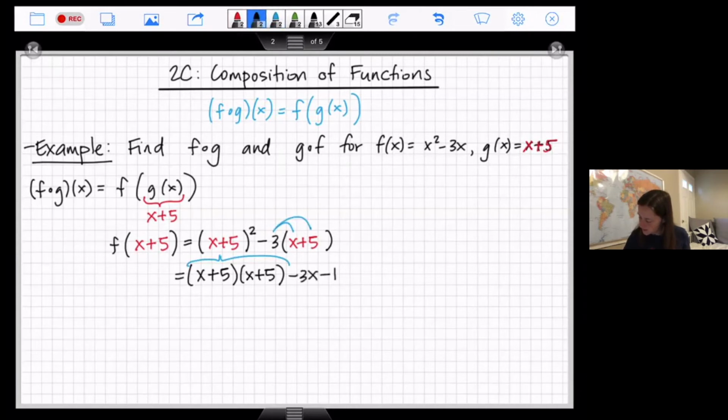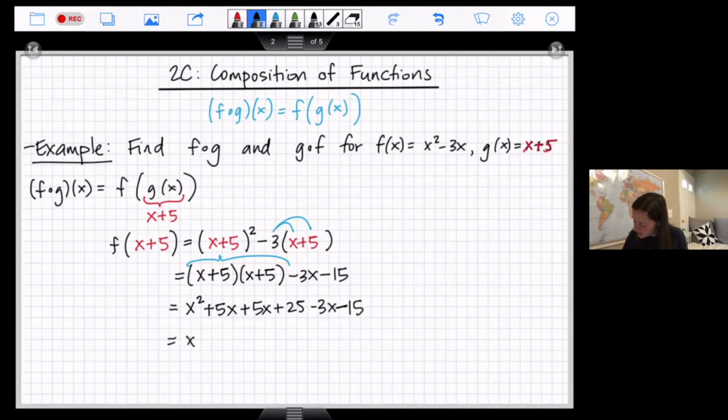So minus 3x minus 15. All right, so let's multiply out x plus 5 times x plus 5. I'm going to do my first, my outer, my inner, my last. And then the minus 3x minus 15 is just kind of going along for the ride at this point, and then gather up all your like terms.